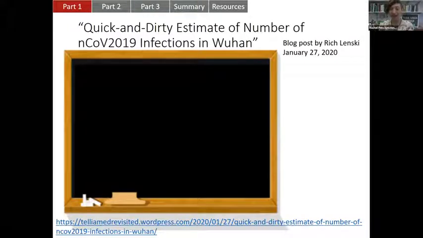So back in January, towards the end of January, I saw a post on Twitter to a blog post by a scientist named Rich Lenski. He's a microbiologist, very famous for his microbial evolutionary studies. And as this new novel coronavirus was unfolding in Wuhan, in China, he started to think about how one might just start to estimate, kind of a back of the envelope calculation, the total number of infections that were in Wuhan at the time, based on the information that we had.